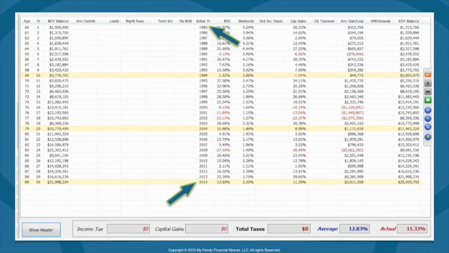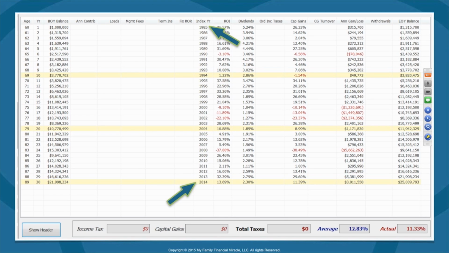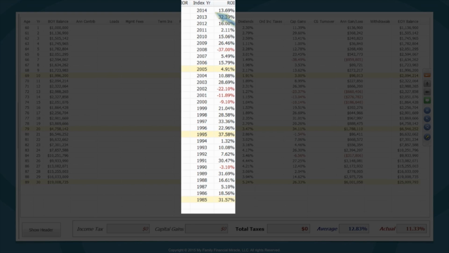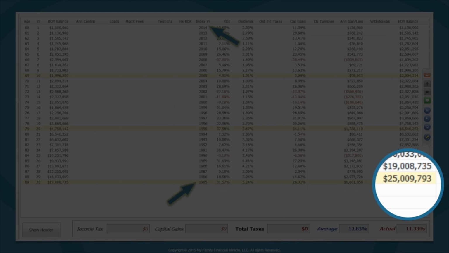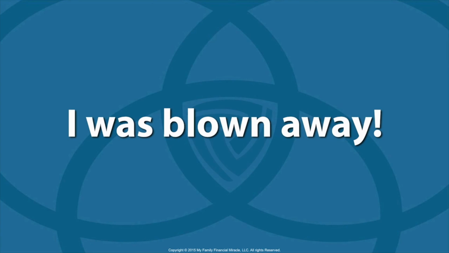To show you that my calculator is working correctly, without adding any expenses and no withdrawals, $1 million will grow to $25,009,793. Now, I'm going to invert the returns. Rather than going from 1985 to 2014, I'm flipping the history upside down and we're going to look at 2014 to 1985. Notice that we have the exact same $25,009,793. Isn't that interesting? The first time I saw this, I didn't believe it.